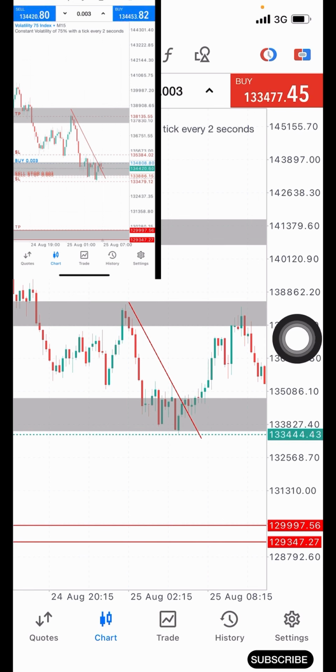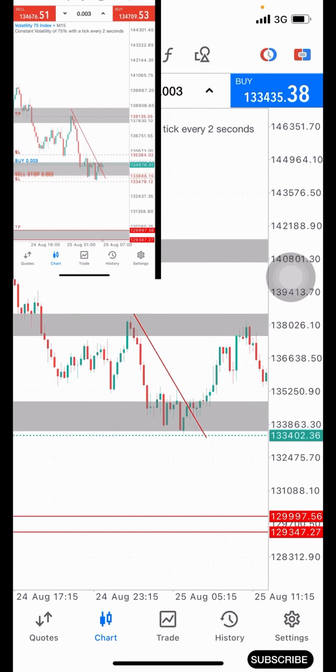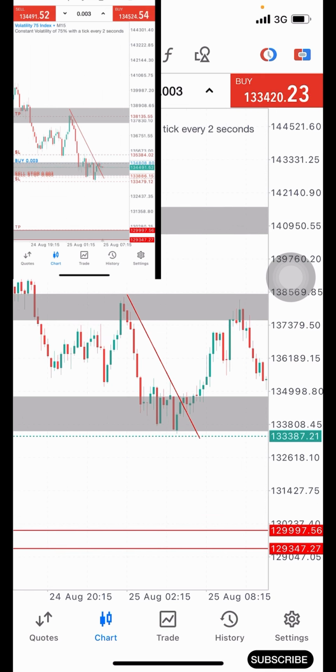But as of that time when I was taking the entry, it was in the morning, so I went in aggressively using some method. I took a buy entry aggressively.